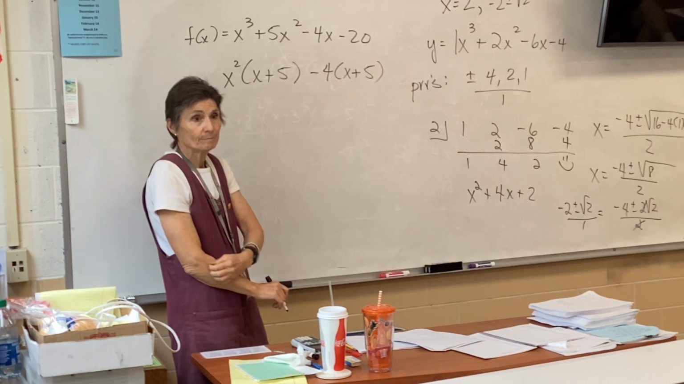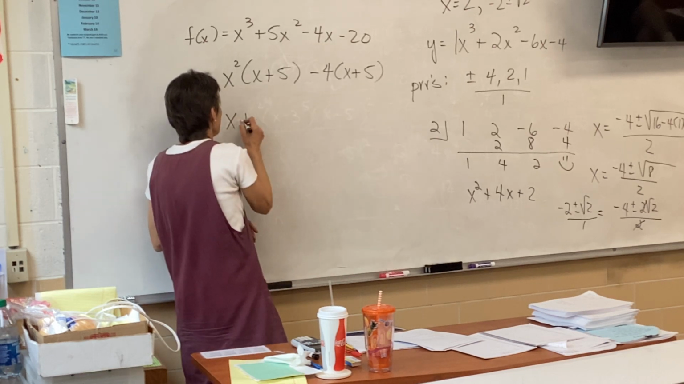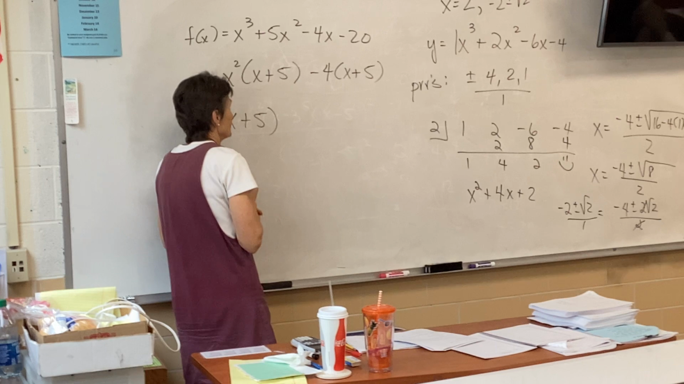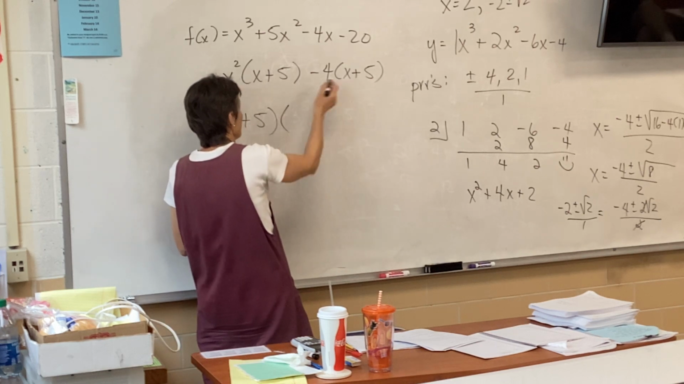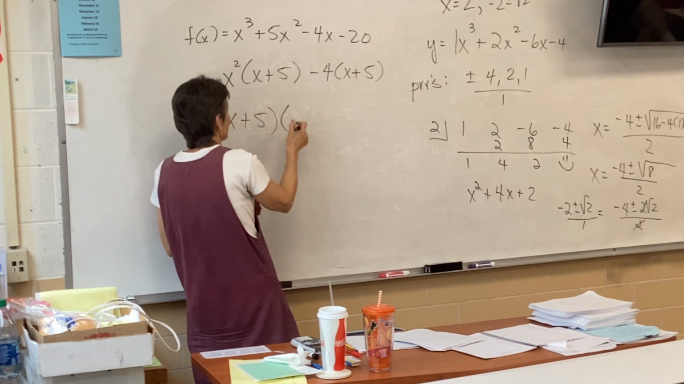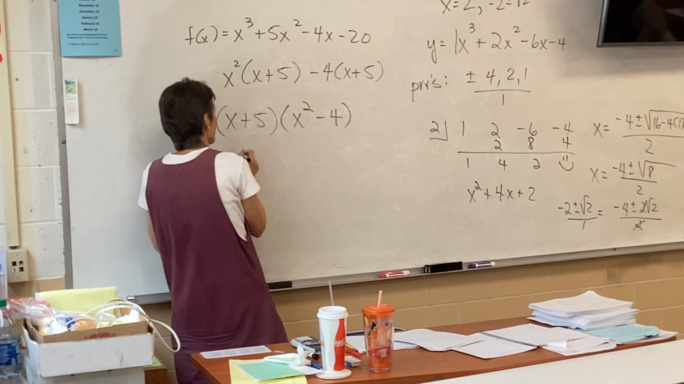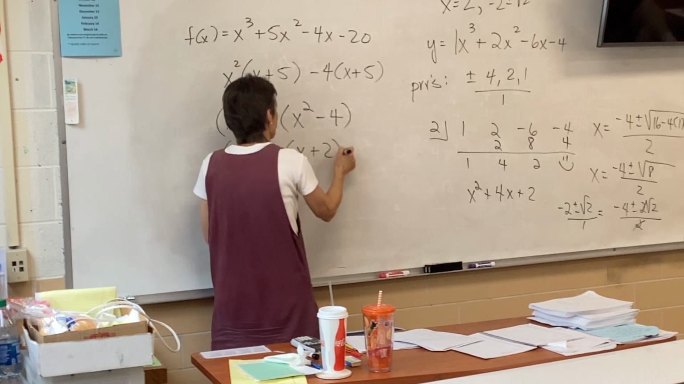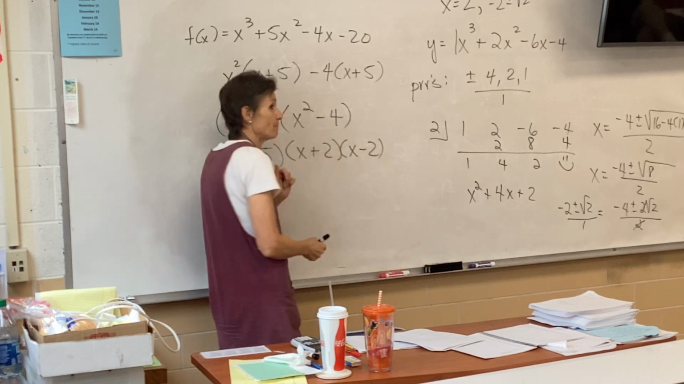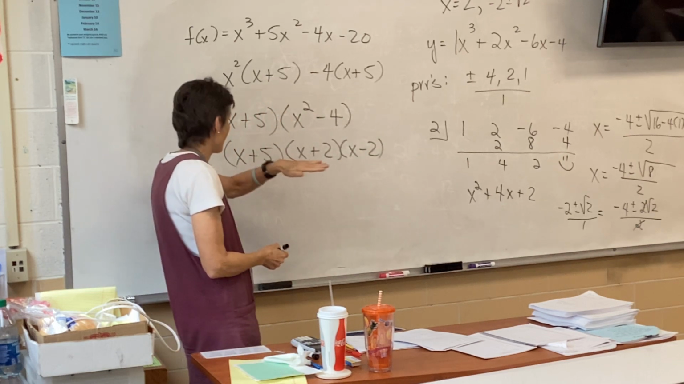didn't that work? So I have x plus 5. And then what's the other parentheses going to be? My common one is x plus 5. What's the other one? x squared minus 4. Ding, ding, difference of squares. x squared minus 4 is x plus 2, x minus 2. That happens every time, it seems. So there are the factors.